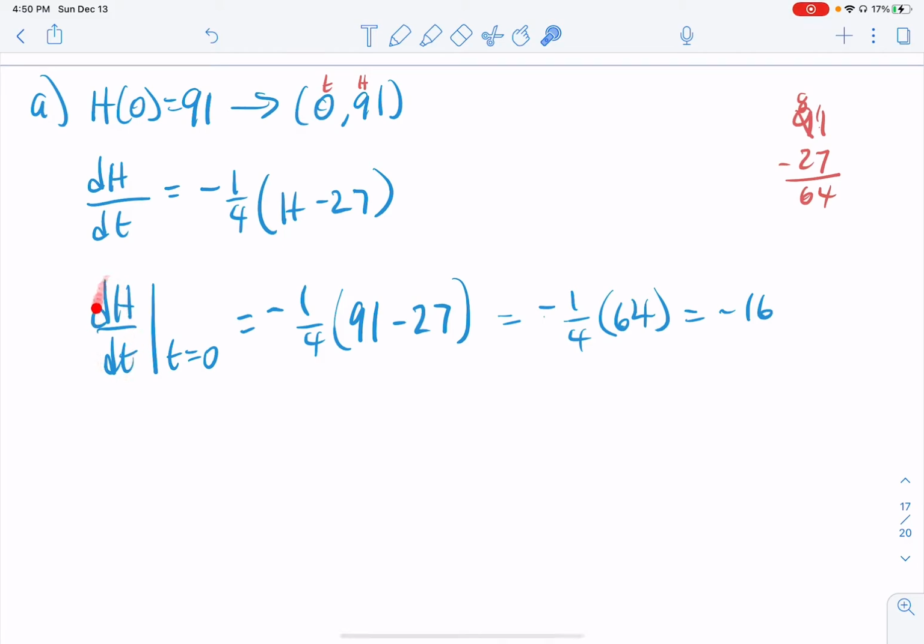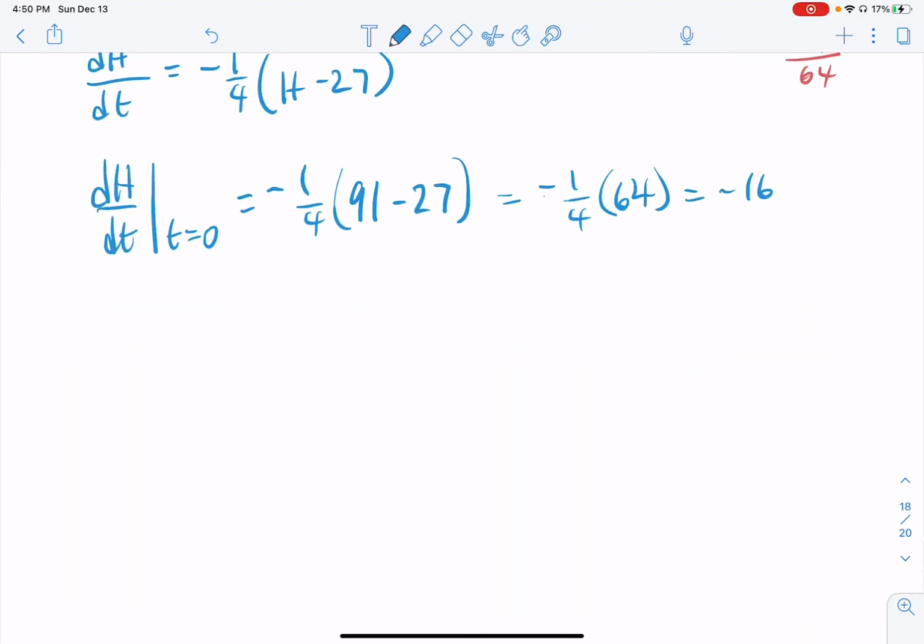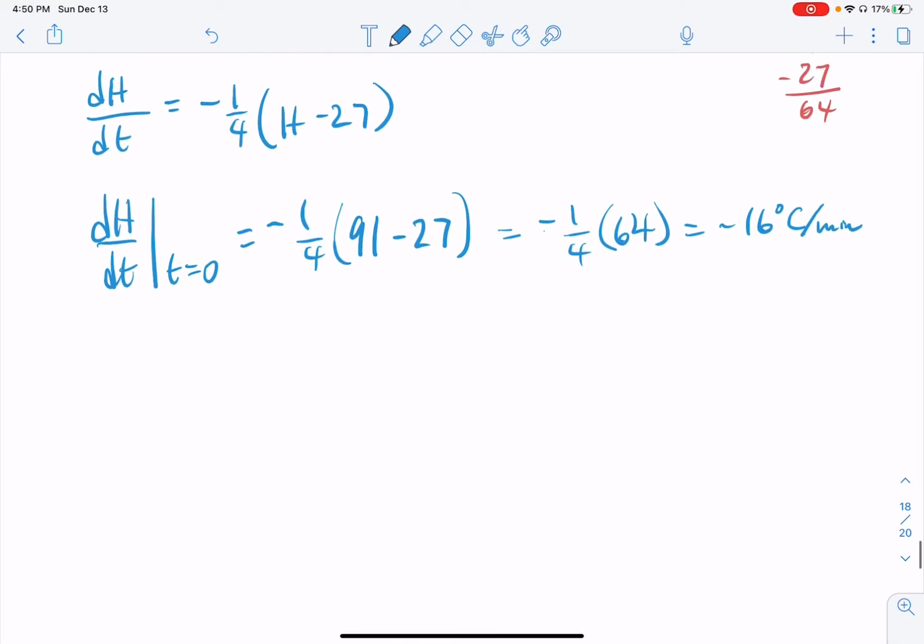Now, let's say, for example, you needed to know what the units of this slope was. Well, the Leibniz notation will help you out. H is measured in degrees Celsius, and t is measured in, I want to say minutes, so it would just be negative 16. You don't have to write this down because it didn't ask for the units, but if you needed it, negative 16 degrees Celsius per minute, right? The temperature at specifically time t equals 0 is decreasing at a rate of 16 degrees Celsius per minute.